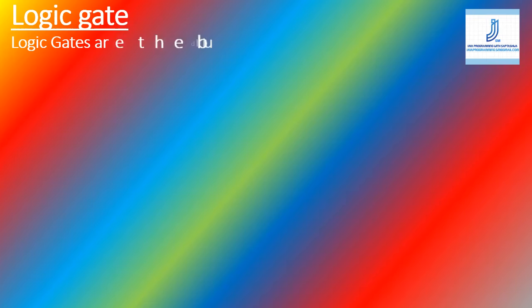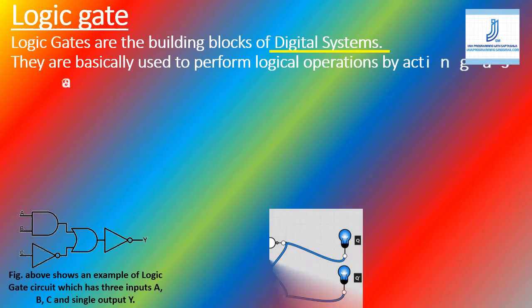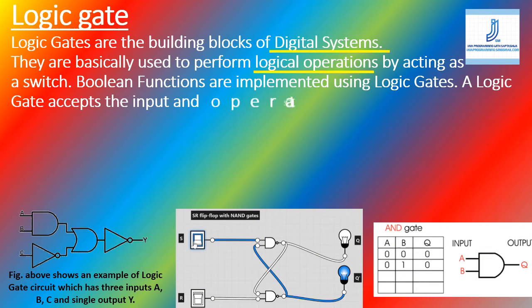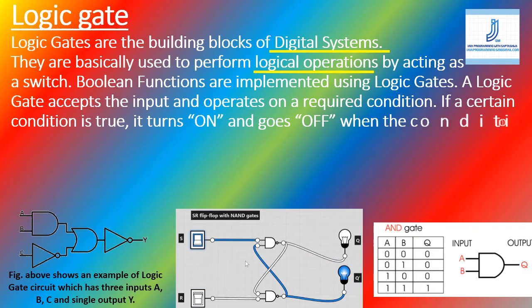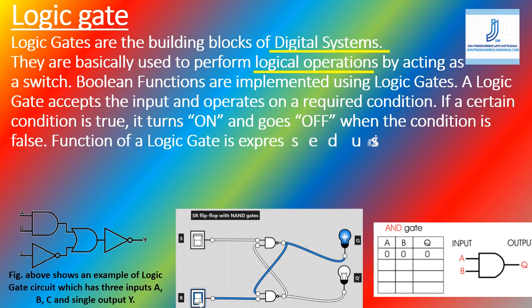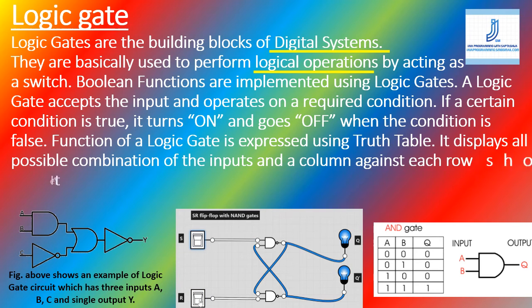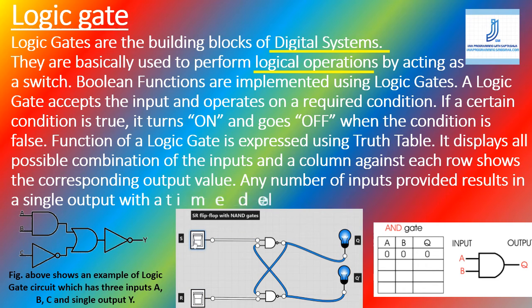Logic gates are the building blocks of the digital system. They are basically used to perform logical operations by acting just like a switch. A logic gate accepts the input and operates on a required condition. If a certain condition is true, then it turns on, and if a certain condition is false, it turns it off.